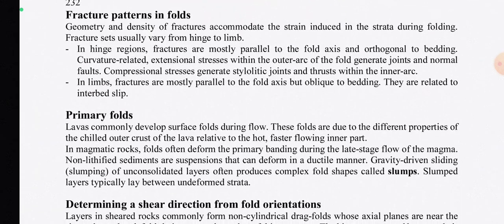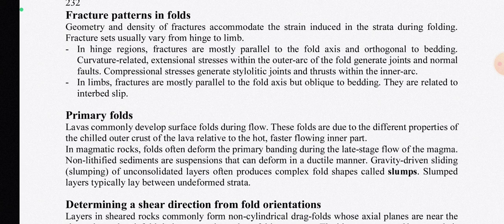Now, fracture patterns in folds. The geometry and density of fractures accommodate the strain induced in the strata during folding. Fracture sets usually vary from hinge to limb. In hinge regions, fractures are mostly parallel to the fold axis and orthogonal to bedding.